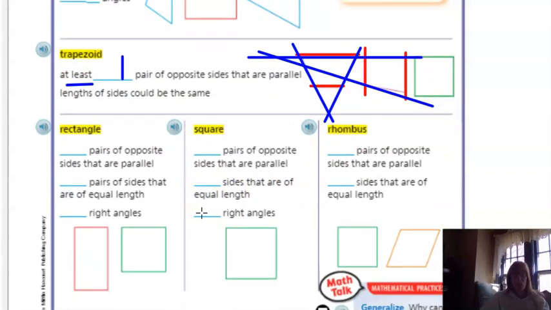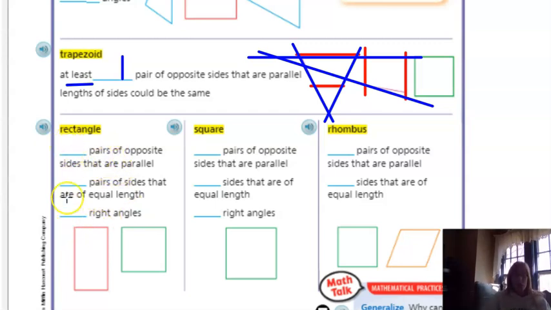Because squares have to have certain characteristics, whereas a trapezoid, the square can fall into the trapezoid category. All right, so we're going to go down here. Here's our square can be a rectangle, but this rectangle cannot be a square. Remember, there are certain rules where a square can fall into something else, but they cannot fall into a square.